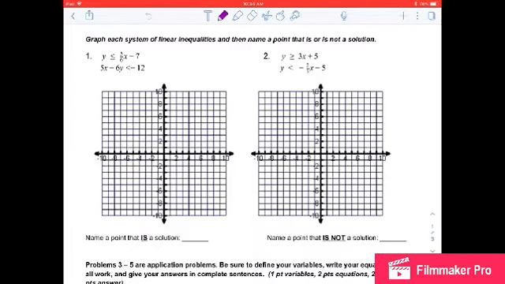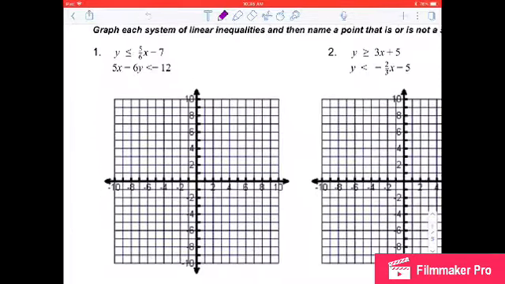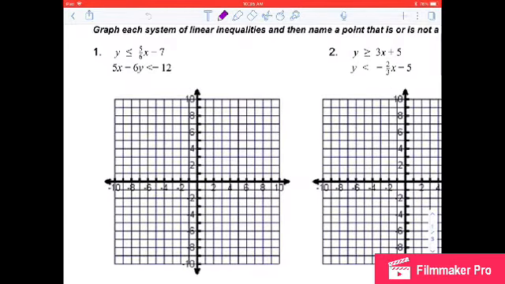Okay, so to start out with, we have two systems of linear inequality. So the first one, we need to first make sure y is by itself, and then go ahead and graph. Now keep in mind, each of these lines needs to be dotted or solid, and then shade above or below. And your final answer should be shaded darker than everything else. Okay? So this first one is already set. It's going to be a solid line, and it says less than or equal to, so we're going to go below that line.